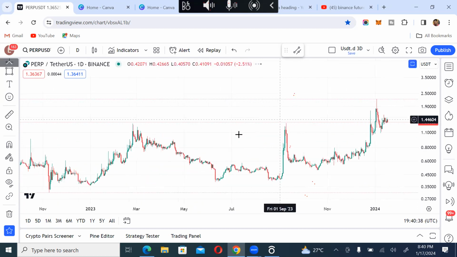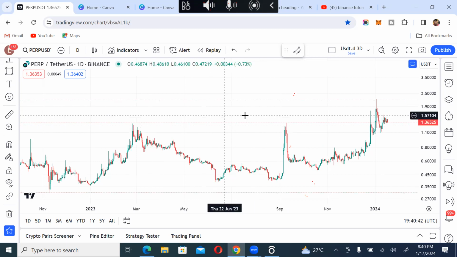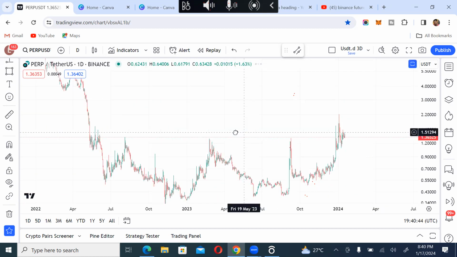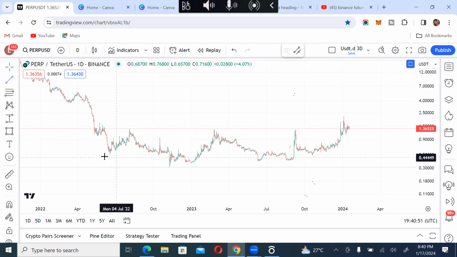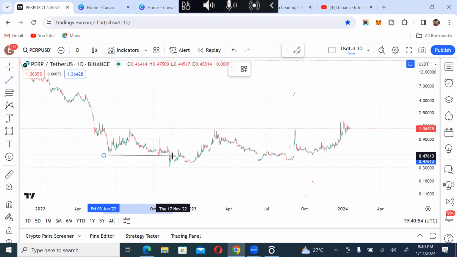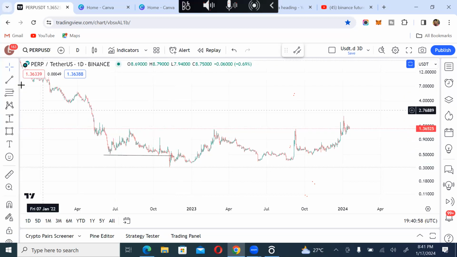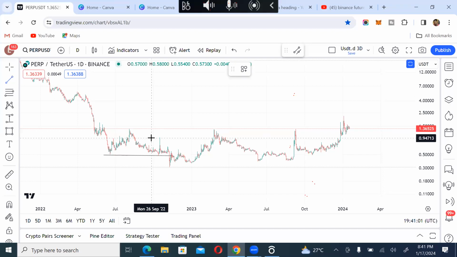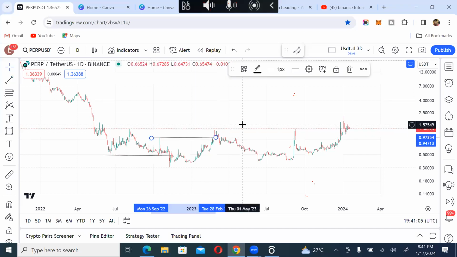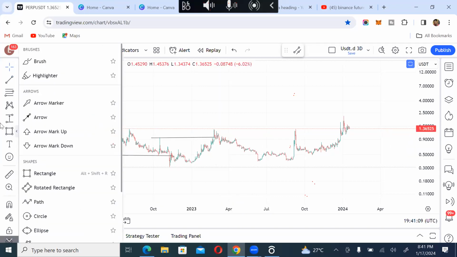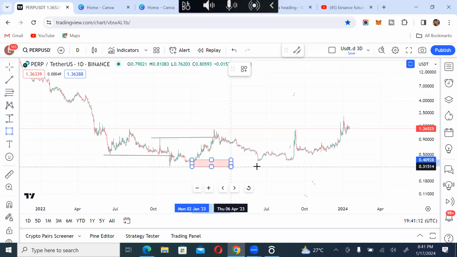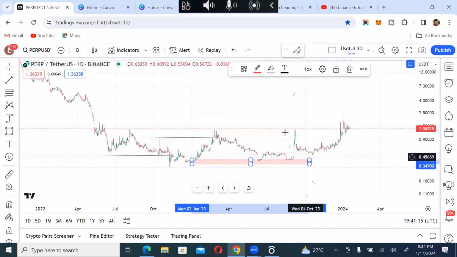Look at the break of structure happening here. This is an accumulation. You can see we're manipulating the lows and breaking structure to the upside. So it's obviously an accumulation. It's not a distribution. We're breaking structure to the upside, creating the other block, retesting it, and so on and so forth.